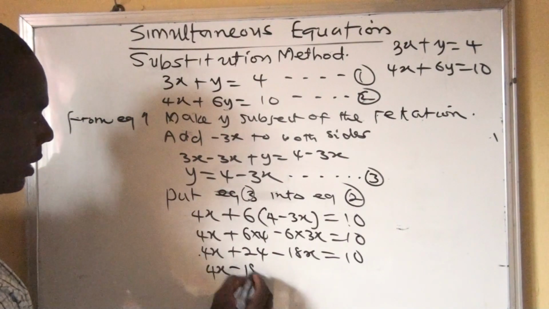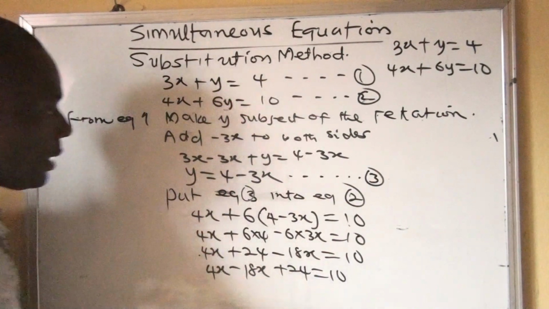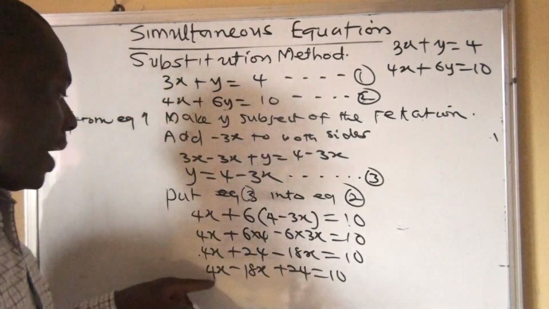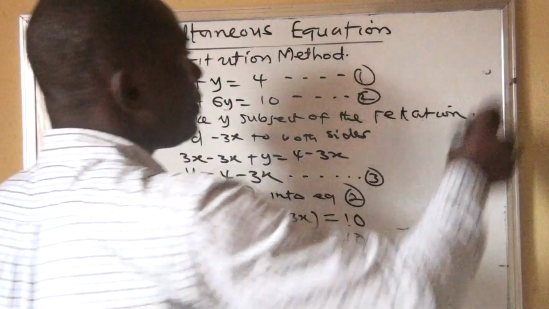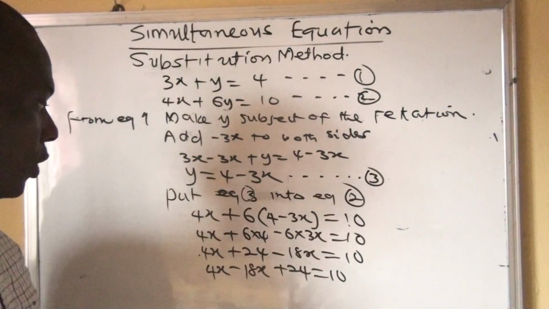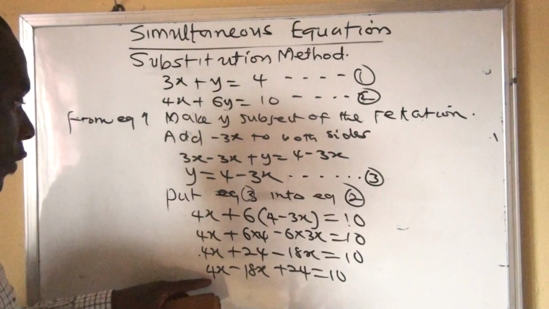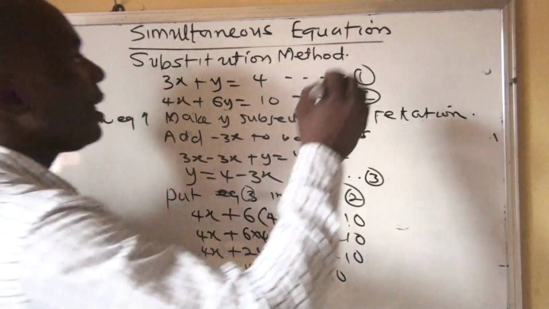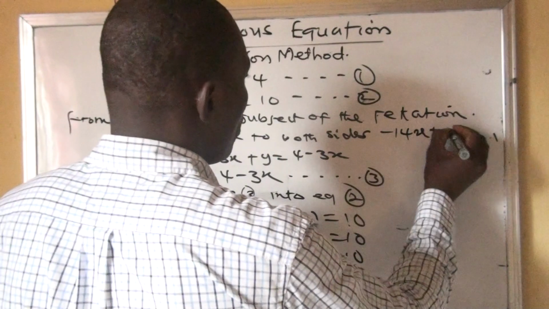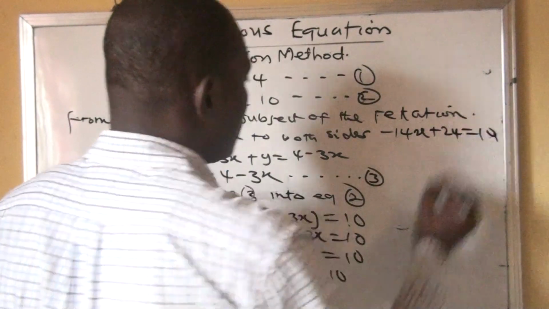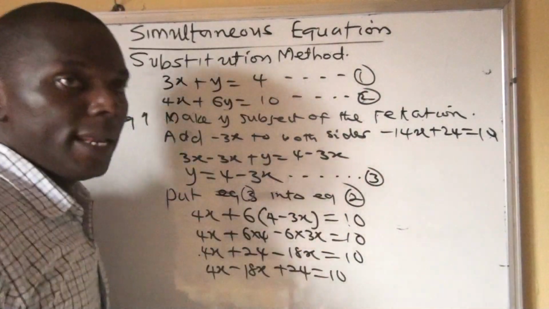4x minus 18x plus 24 is equals to 10. Okay, now 4x minus 18x is definitely going to give us a negative result. You see, this is 4, this is minus 18. So definitely our answer will become minus 14x plus 24 equals 10. Then look at this 24 and 10, they are constants.